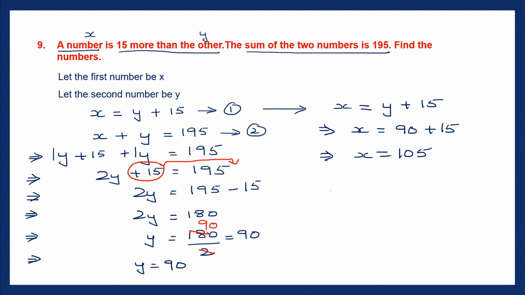So we have found the two numbers. The first number we said is x, and x is equal to 105. The second number we said is y, and y we found out to be 90. So these are the two numbers.